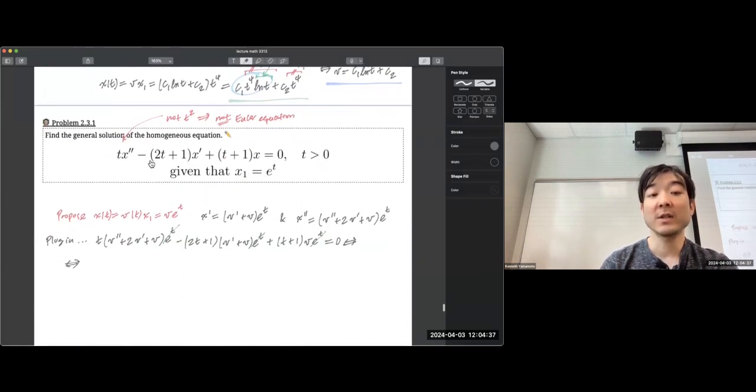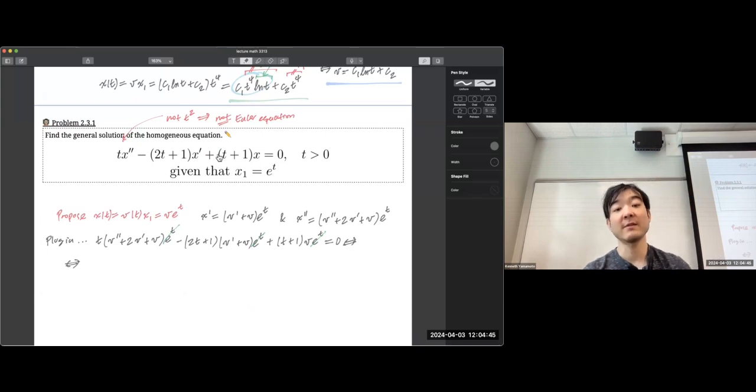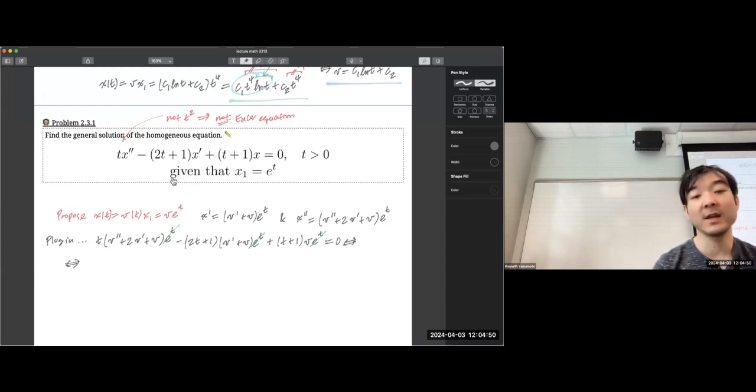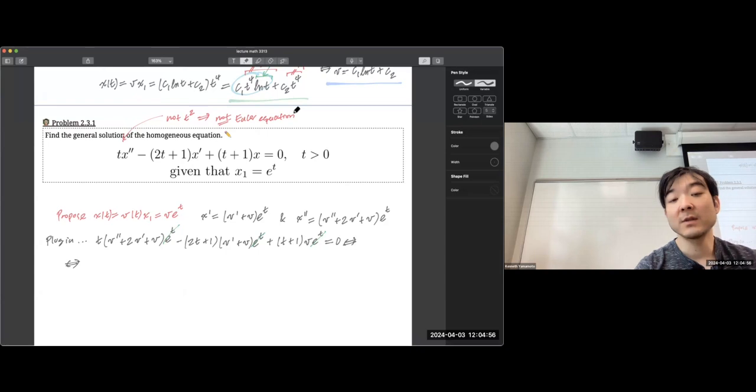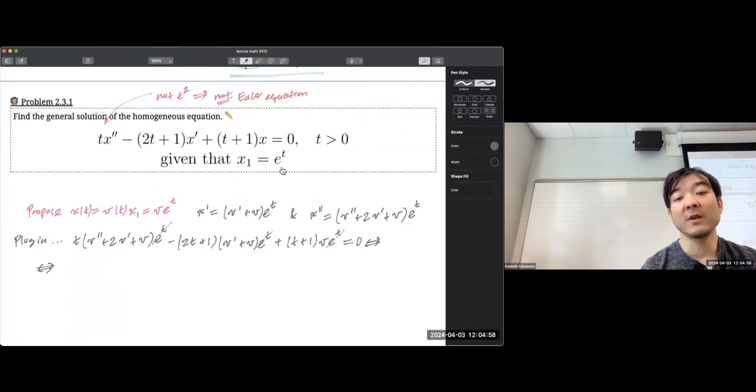This one's not an Euler equation because this is a t and not a t squared, and then these are plus ones that you shouldn't have. And this also shouldn't have a t if it's an Euler equation because the t should be only on the x prime, and this one's got a t with the x. So this is an equation that we don't know how to solve, but you could solve it using reduction of order so long as you're given one of the solutions. So I give you x1 is equal to e to the t. And I mean, you wouldn't know that that's going to satisfy the differential equation, but maybe it's still worth checking. So you might check that x1 is e to the t is a solution.